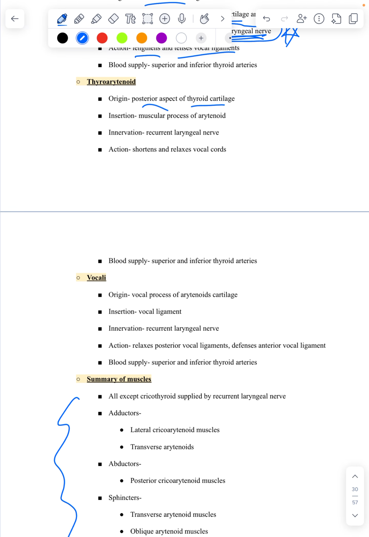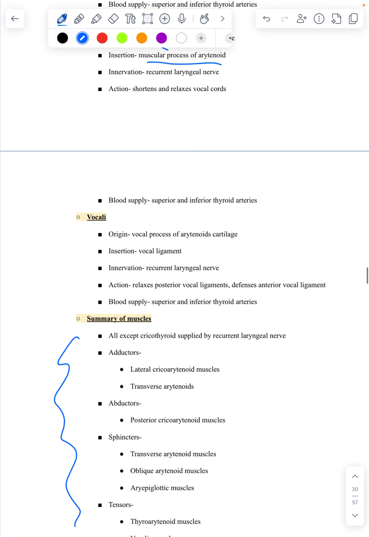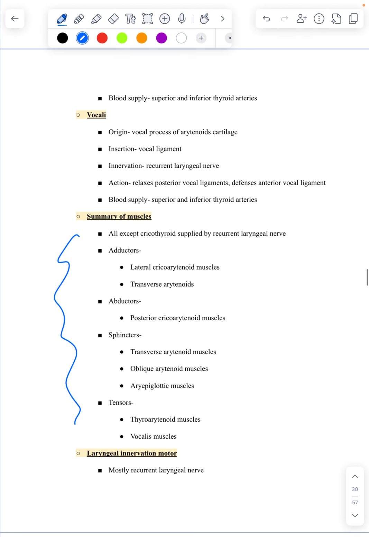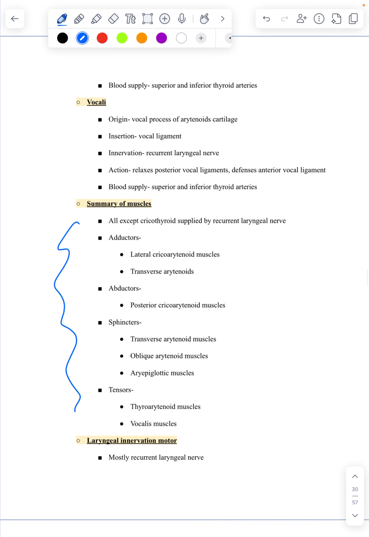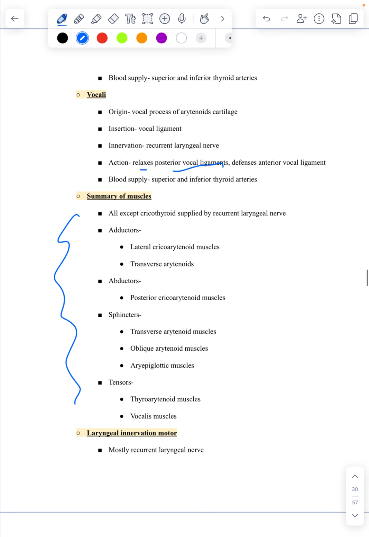It originates at the posterior aspect of the thyroid cartilage, with insertion on the muscular process of the arytenoid, and then the vocalis, which originates at the vocal process of the arytenoid cartilage and inserts on the vocal ligament, with the same innervation and the same blood supply. This is going to be relaxing your vocal ligaments.